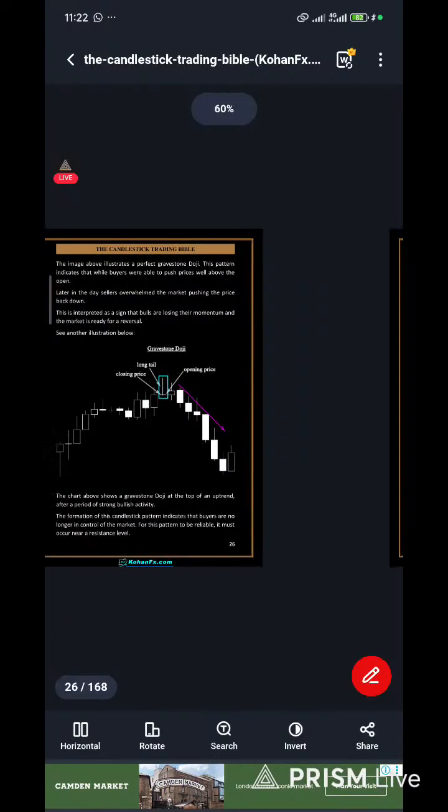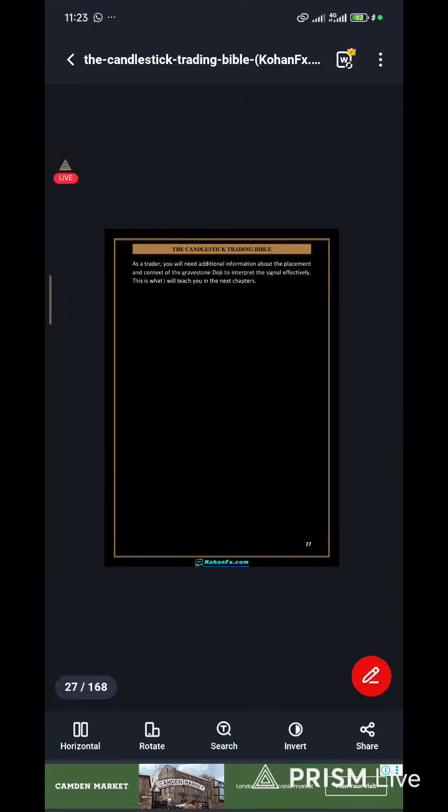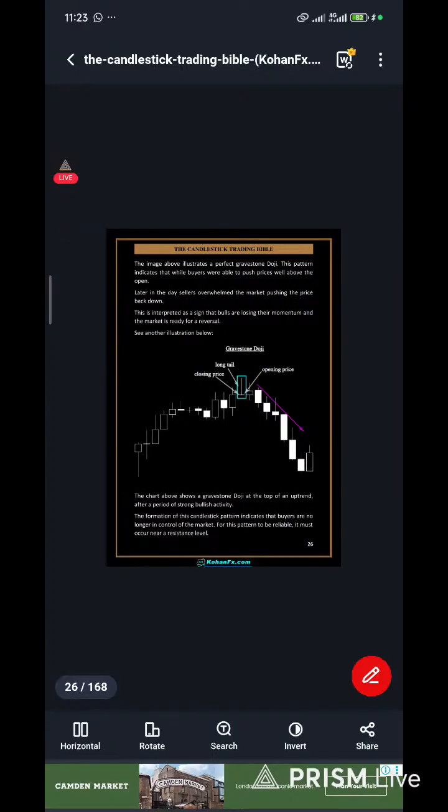So that's just it. That's the Gravestone Doji, and I think I've explained that. Now can we move to the technical aspect of it?